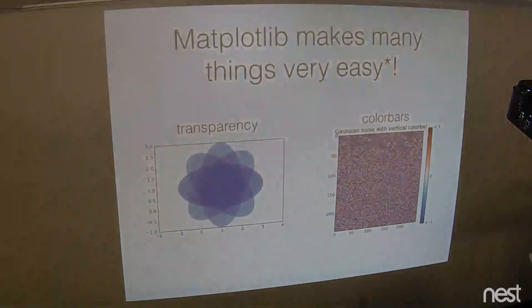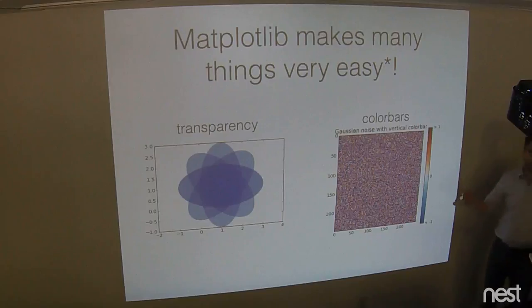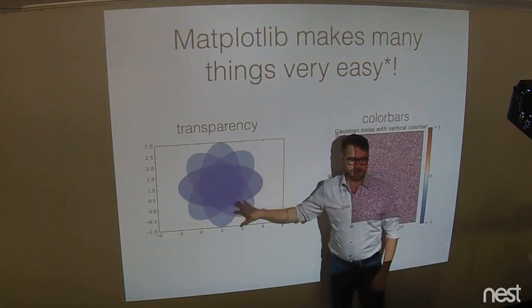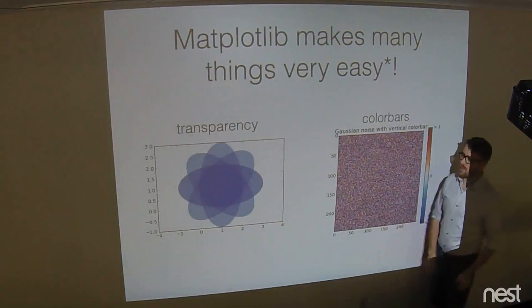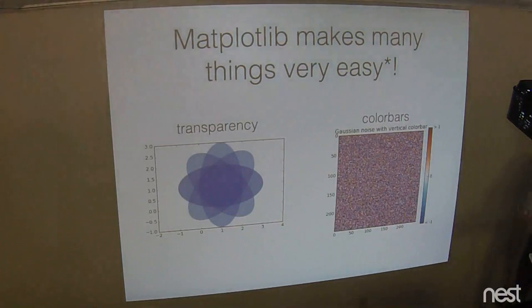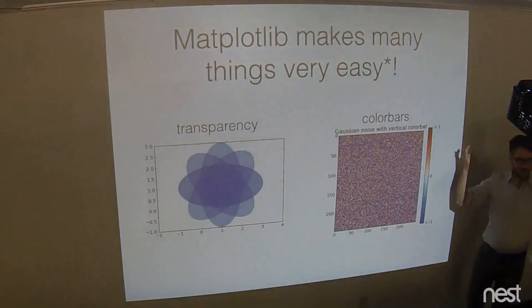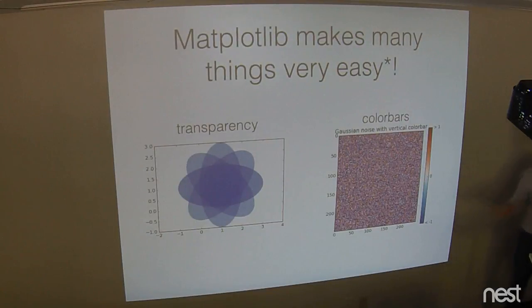It makes some things very easy. And by easy, I mean you can go on Stack Overflow and ask how do I do this, because you can never read the documentation enough. Things like transparency used to be difficult in some languages. In Matplotlib, you say alpha equals 0.5, and you get 50% transparency. There are simple things that you need to make effective graphs that Matplotlib just handles. Color bars, you don't have to figure out how to make them or where to put them, they just pop up if you ask for them.